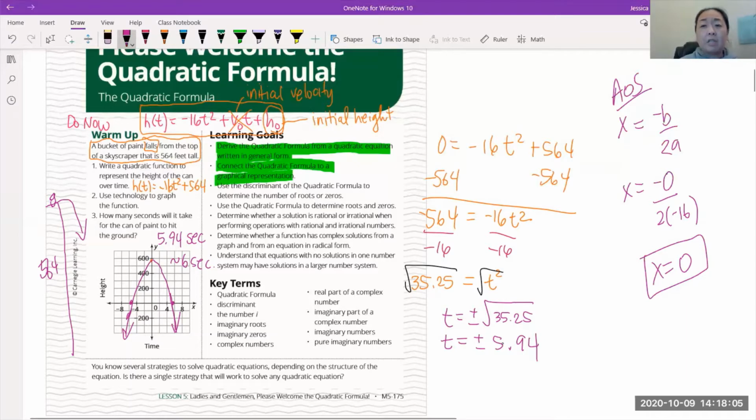So it's just going to be the positive 5.94. So we know that it's going to be close to 6. That's why I made them close to 6 and -6. That's my roots. Boom, graphed, right?